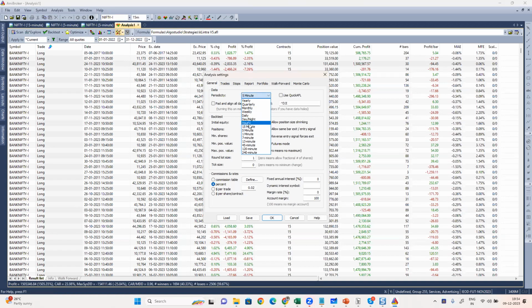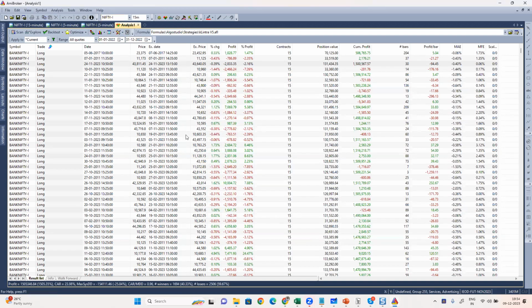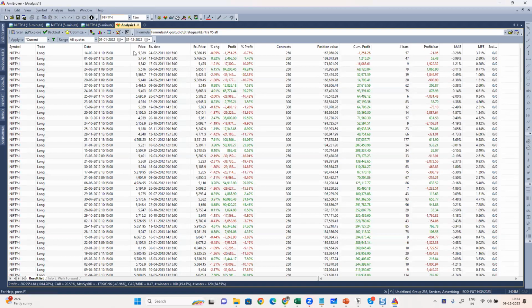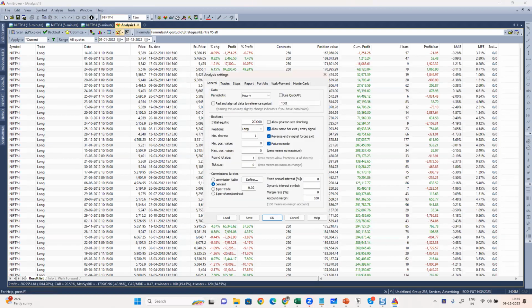So I'll select hourly. I'll put 2 lakhs of capital over here, and then I'll say it is long only. It's not a long and short trading system, by the way. It's only a long only trading system. And I'll select Nifty here. So here also we're going to backtest with 2 lakhs worth of capital. Actually, I'm going to keep the capital as 3 lakhs instead.